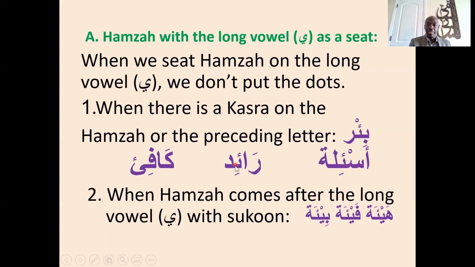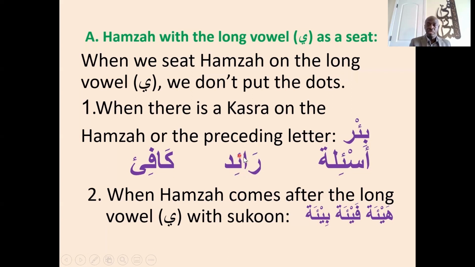As'ila. Ra'id. The long vowel alif always has the fatha. If there is no fatha, it will be a hamza on it. So Ra'id is pioneer, or a military rank. It's major, the rank of major, also called Ra'id. So the hamza has the kasra and the long vowel alif has the fatha. So the kasra dictates the seating, which is the ya.